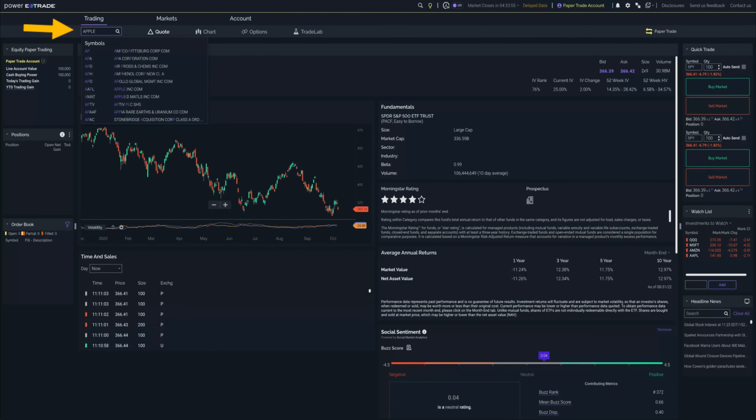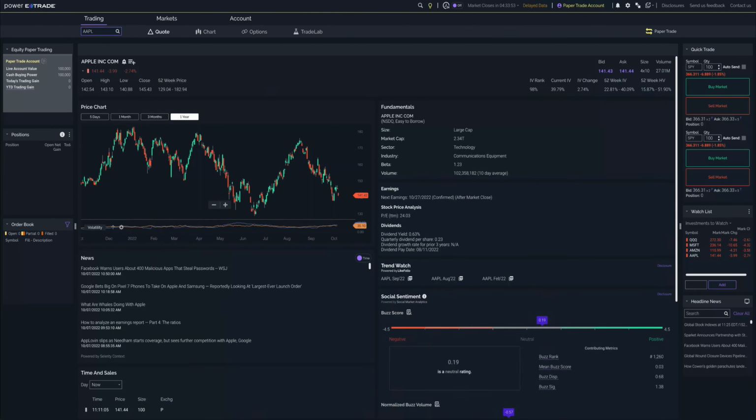You can use the search box on the top left side to locate the stock you want. Starting from the right side, you have the equity of your account, which is 100,000. No gain or loss today as we didn't perform any trades, no open position or anything like that.